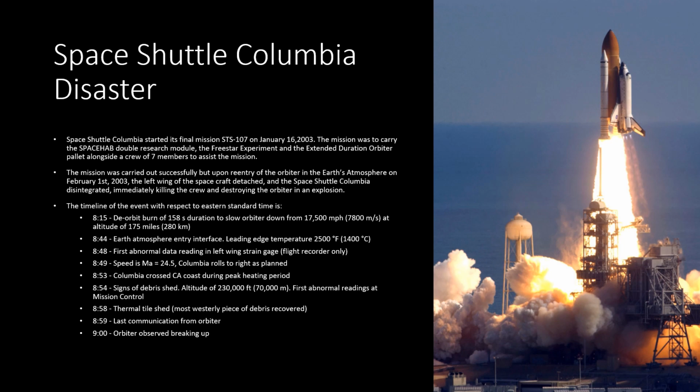Space Shuttle Columbia started its final mission STS-107 on January 16, 2003. The mission was to carry the Spacehab Double Research Module, the Freestar experiment, and the extended duration orbiter pallet, along with a crew of 7 members to assist the mission. It was observed during the launch that a few pieces of the protective shielding of the orbiter had flown from the orbiter surface and struck the wing of the orbiter. The launch was successful and the mission was carried out successfully.